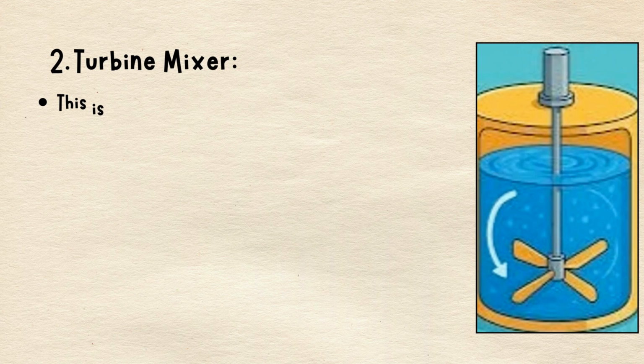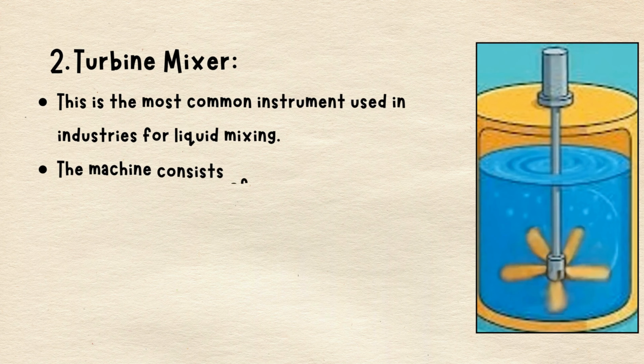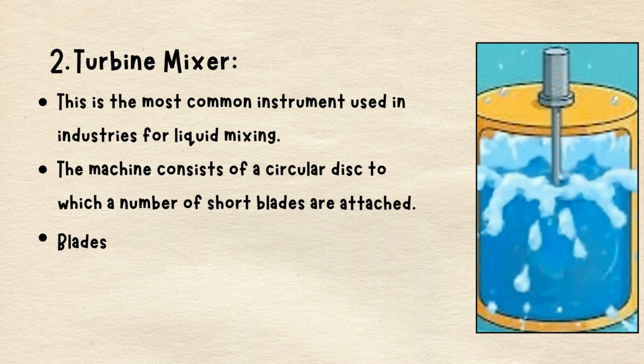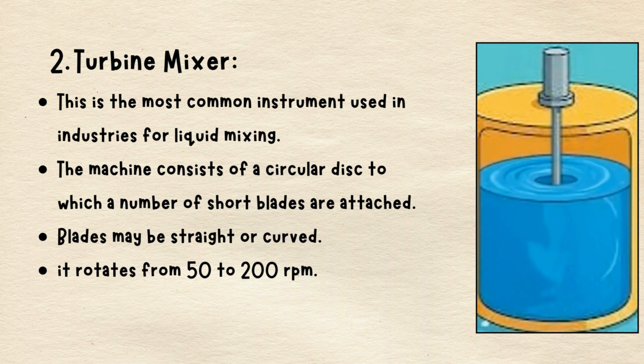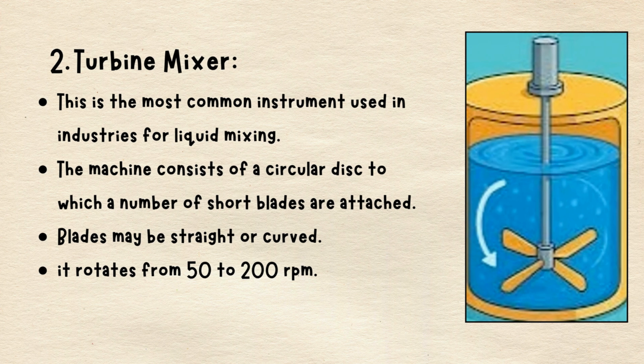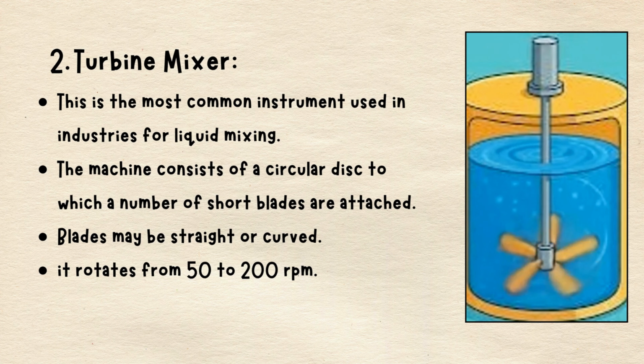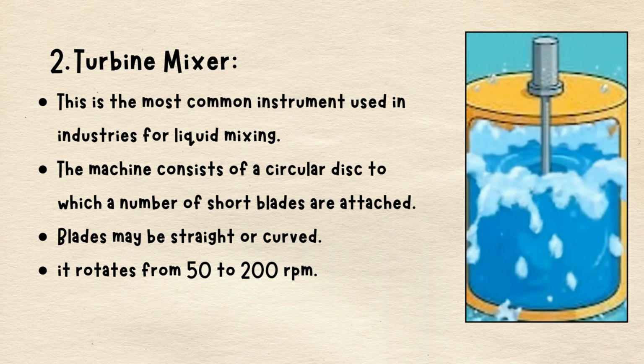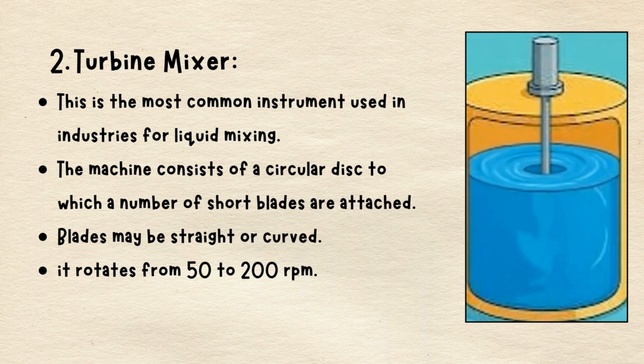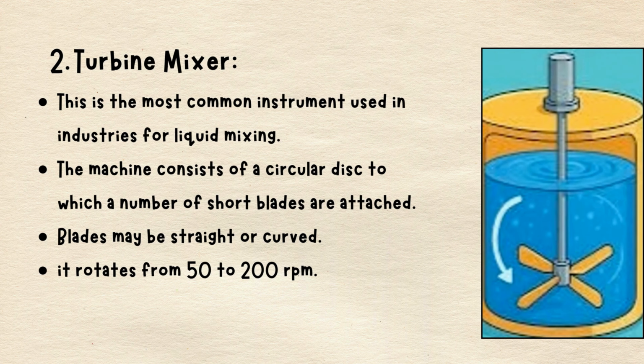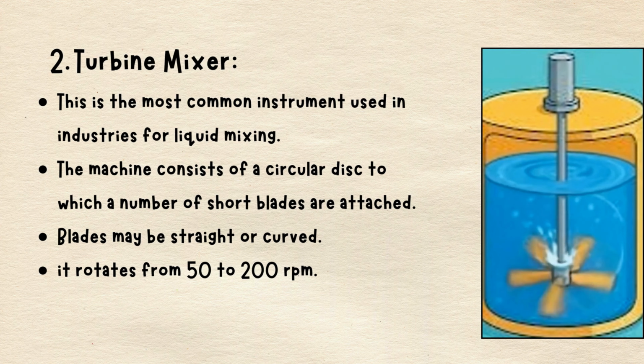Next one is a turbine mixer. This is the most common instrument used in industries for liquid mixing. The machine consists of a circular disc to which a number of short blades are attached. Those blades may be straight or curved. It rotates from 50 to 200 revolutions per minute depending on the nature of the materials.